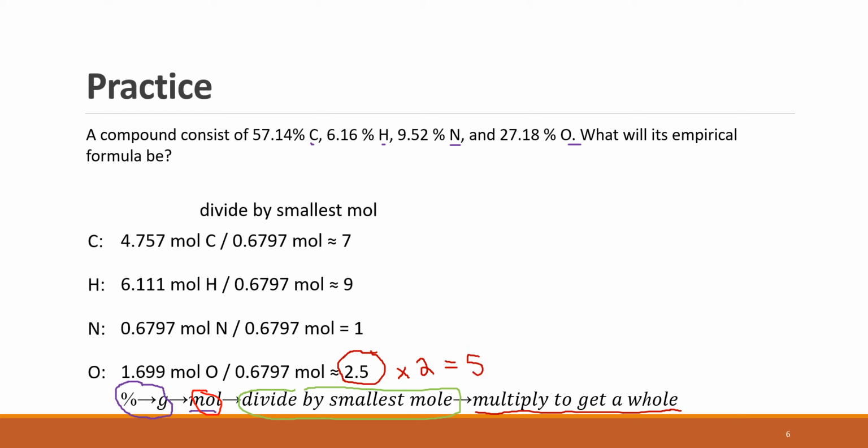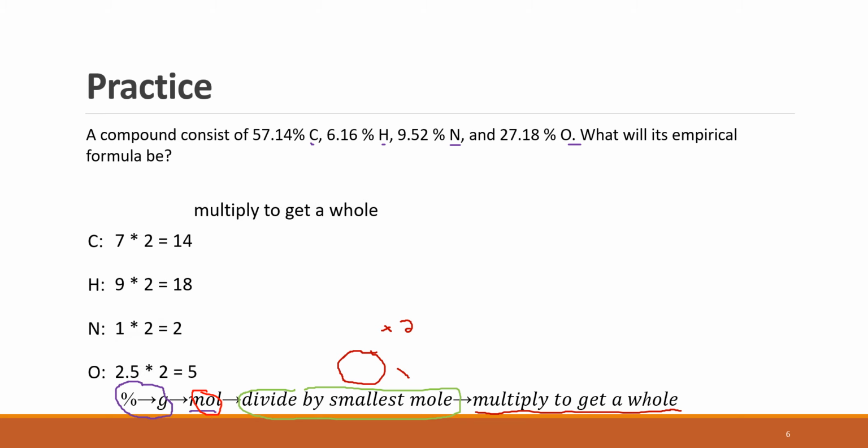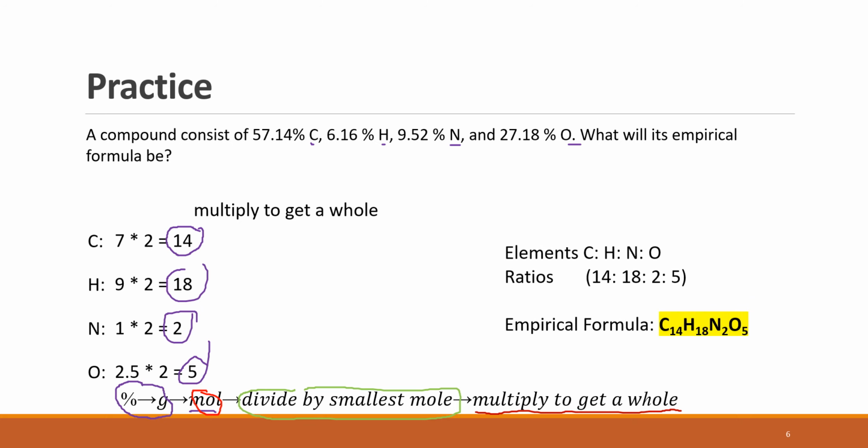But we can't just multiply oxygen by 2. We have to multiply all of them by 2. So the whole kit and caboodle. When we do that, we get carbon a total of 14, hydrogen a total of 18, nitrogen a total of 2, and then oxygen a total of 5. So these numbers shown here are the subscripts after each one. So C sub 14, H sub 18, N sub 2, O sub 5 for an empirical formula shown highlighted here.